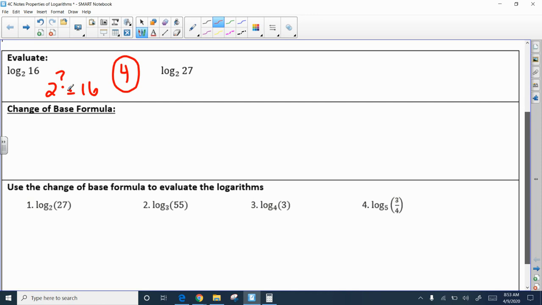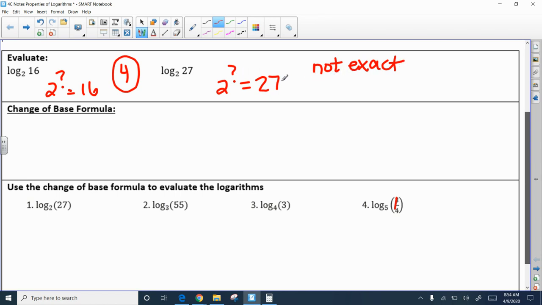Well, if we look at the next one, we have log base 2 of 27. What this means is we're trying to do 2 to what power equals 27. Well, we know 2 to the 4th power is 16. That doesn't work. And we know 2 to the 5th power is 32. That also doesn't work. So in this case, there's not an exact number, but we can figure out it's somewhere between 4 and 5.